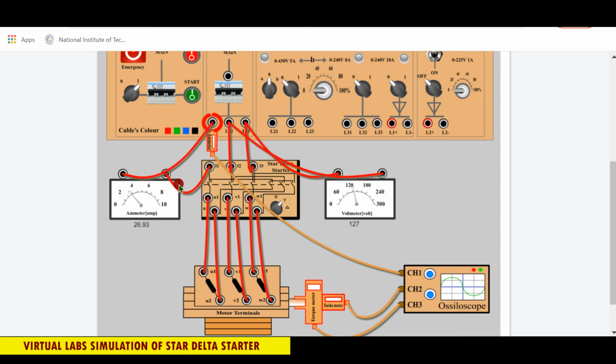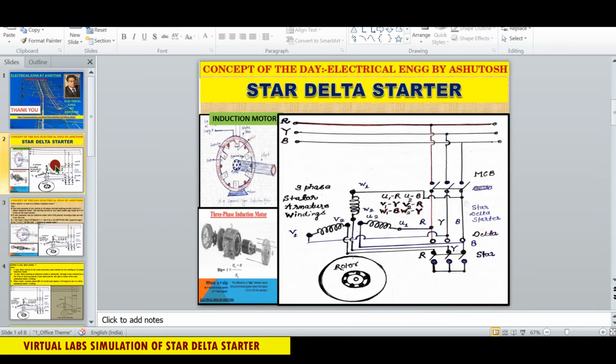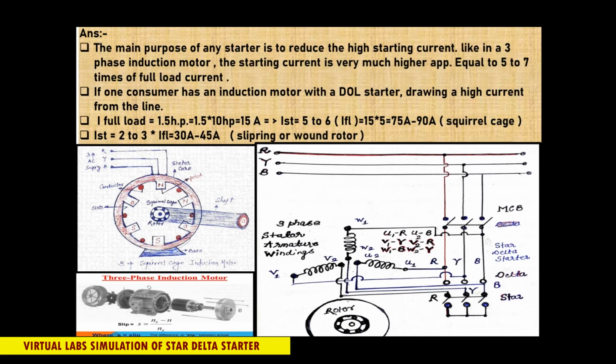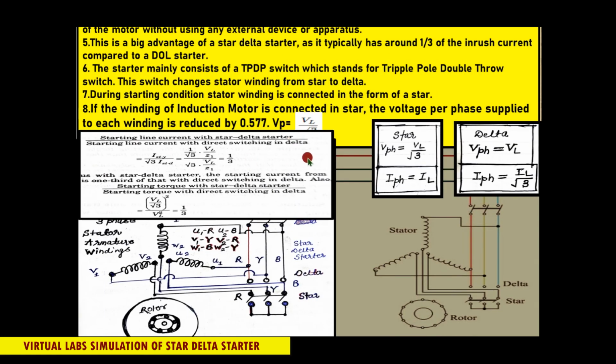Still, in this star delta starter, the starting current is very much reduced because the star winding gets 58% of the rated line voltage. As you can see over here, we will move to the slide. This is the star delta starter. Now we will see the properties.